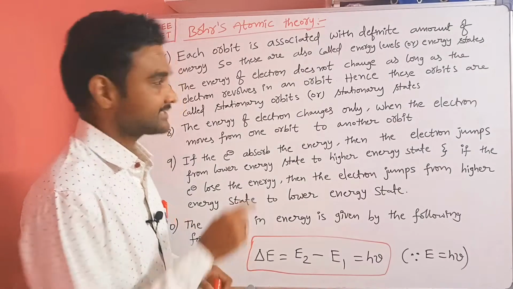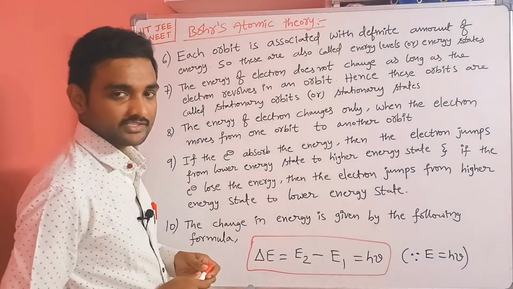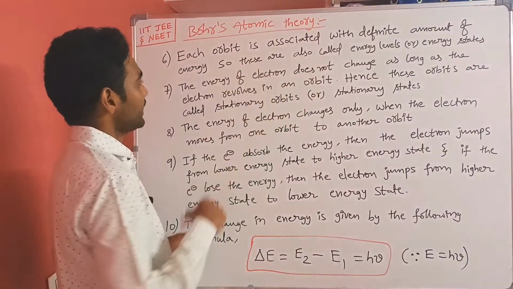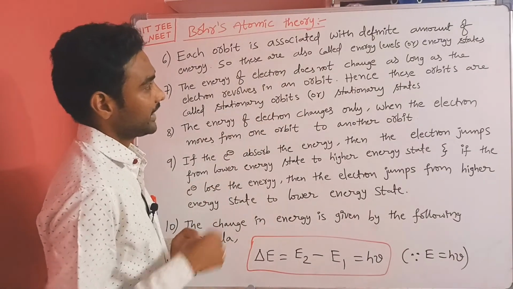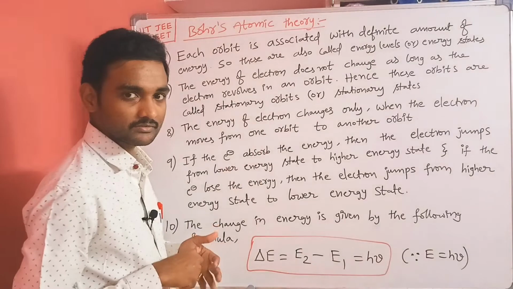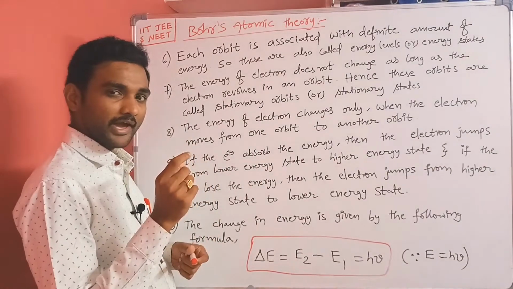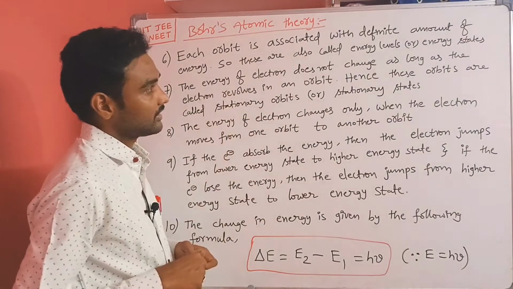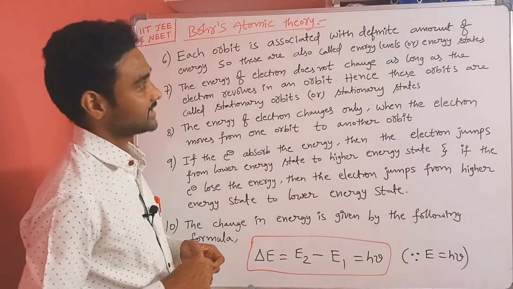Okay, now let me discuss the sixth point. Each orbit is associated with a definite amount of energy. Each orbit has some fixed amount of energy, so these orbits are called energy levels or energy states.